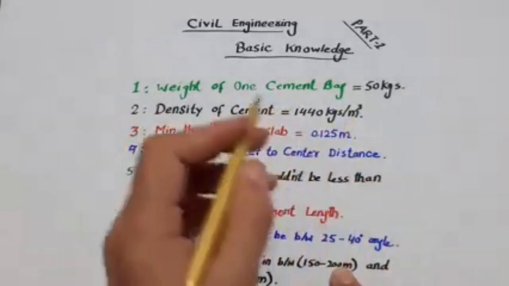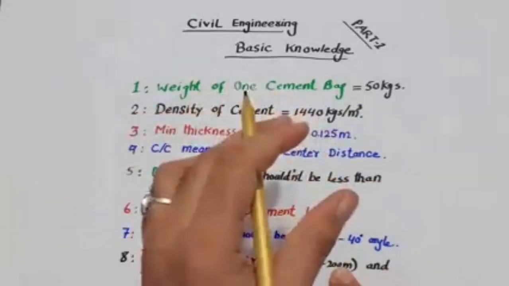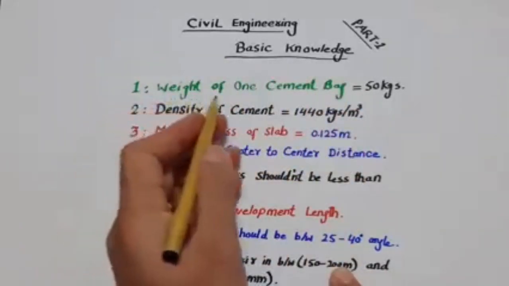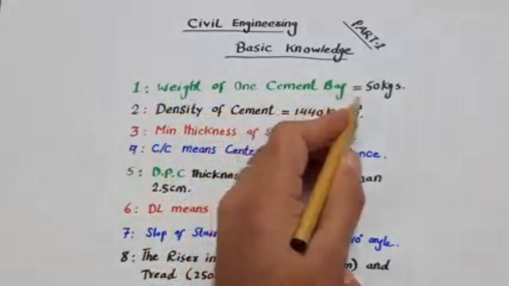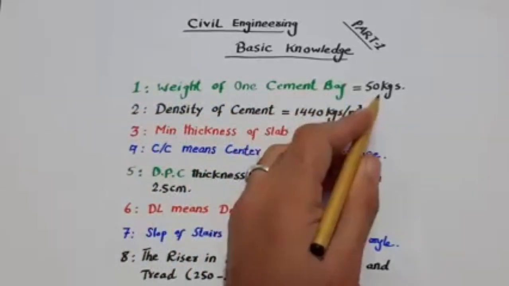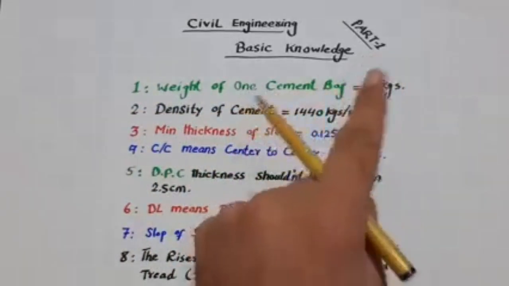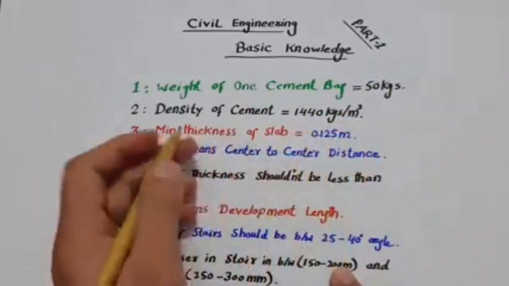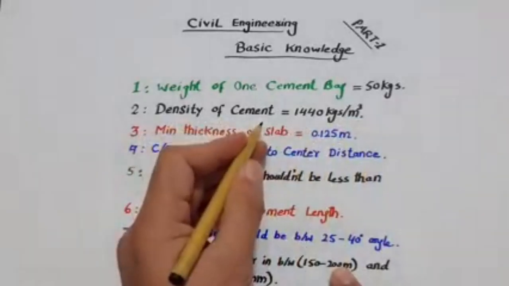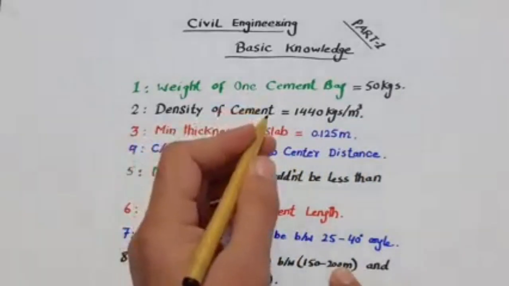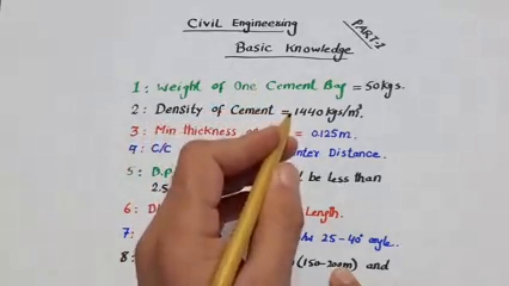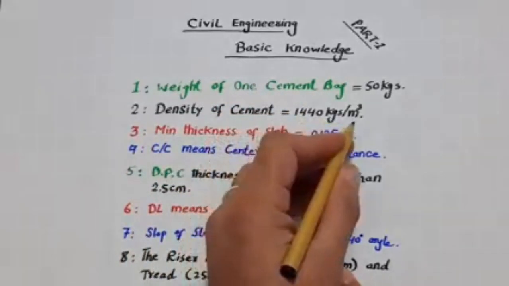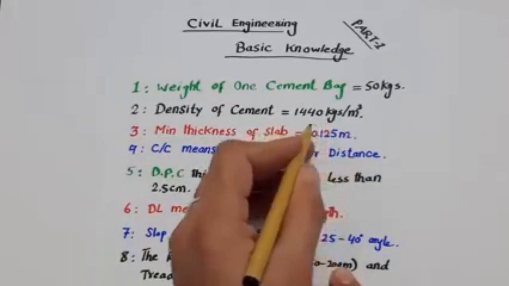Guys, the first one is you should know the weight of one bag of cement. The weight of one bag of cement is 50 kgs. Okay. The second one is, guys, density of cement. The density of cement in cubic meter is 1440 kgs per meter cube. This is the density of cement.